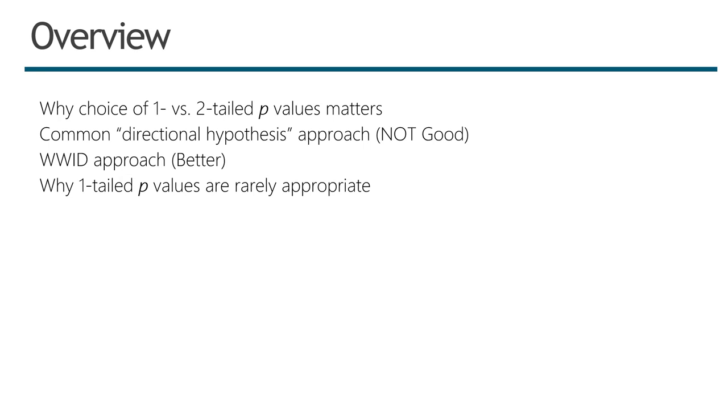The first approach is very common, called the directional hypothesis approach, and I'm going to argue that it's not a good approach and we should abandon it. Then I'll describe what might be called a "what would I do" approach, and I'll argue that that's better. And throughout the video, I'll try and explain why a one-tailed p-value is rarely appropriate in most research situations.